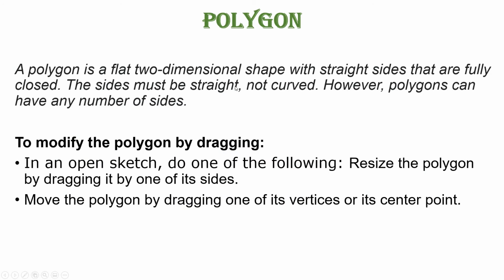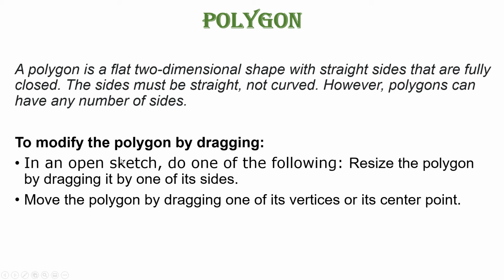Next, go to the polygon. A polygon is a flat 2D shape with straight sides that are fully closed. The sides must be straight, not curved. However, polygons can have any number of sides.